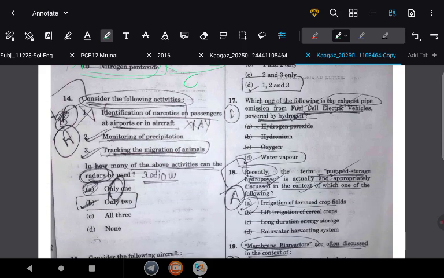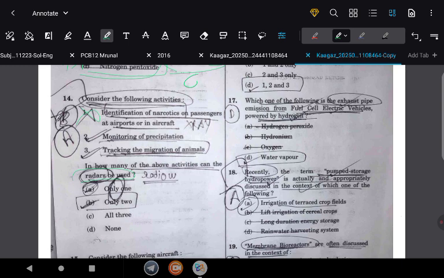So the next question is: consider the following activities. It is with respect to radar, in what ways radar can be used. So consider the following activities: identification of narcotics on passengers at airport, and so on, and in how many of the above activities can radars be used. So again, as I had said, when you're not really sure, you can rule out a statement. Like in the exam I just ruled out this first particular statement, identification of narcotics on passengers at airport.